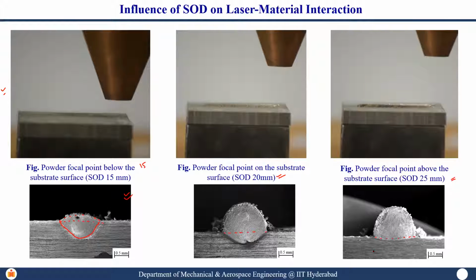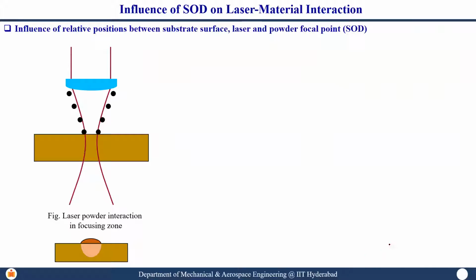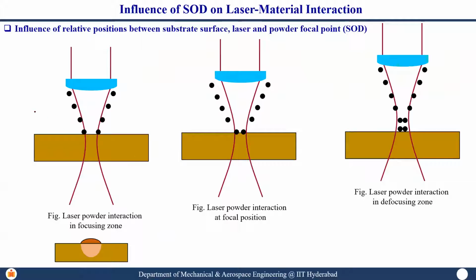Now, what exactly is happening within this? Why is it so, just by changing the SOD? Already I have explained in our introduction slide, but for a better understanding, let us try to see in terms of schematic. Let me have all the 3 figures. This is at 15 mm SOD, this is at 20 mm SOD, this is at 25 mm SOD. What is happening in each of these cases? Remember, in all these cases, our laser spot diameter on the substrate is kept constant. That is not varying. Then what exactly is happening here?